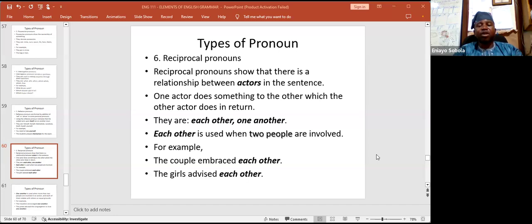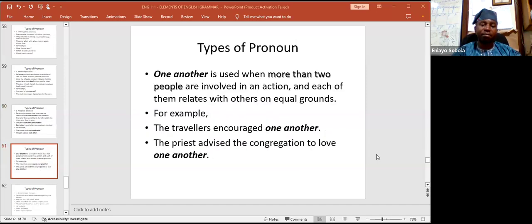For example, the couple embraced each other. That is, the husband embraces the wife, while the wife embraces the husband. The girls advised each other. There are two girls involved. The first one advised the second one, while the second one advised the first one back in return. So there is an exchange of action or information when we use a reciprocal pronoun.